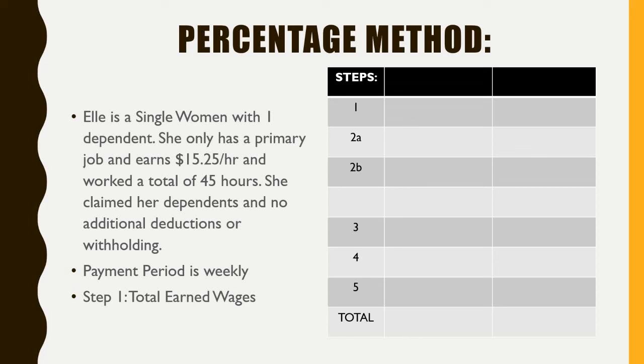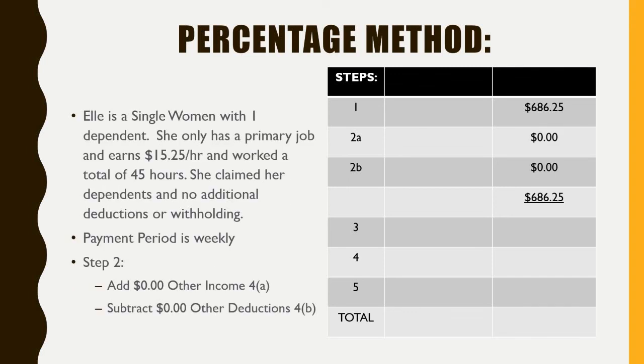And so now step 1 is to determine her total amount of earned wages. So how do we determine that? Well, if she gets paid hourly, she claimed 45 hours and her rate is $15.25. That's exactly what you're going to do. So $15.25 times 45 will give you a total of $686.25. So that's her total gross earnings, okay? Now, step 2 is saying if they have extra income from other jobs or any deductions, then you're going to subtract that.